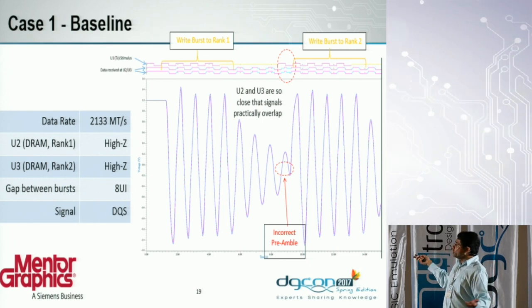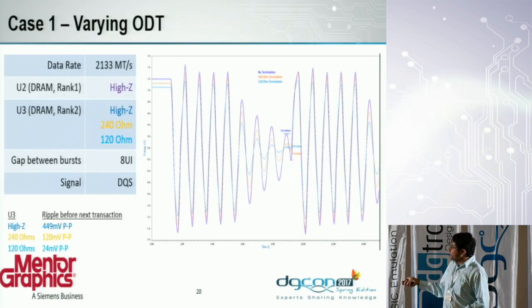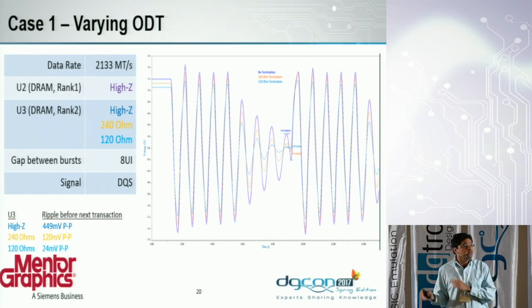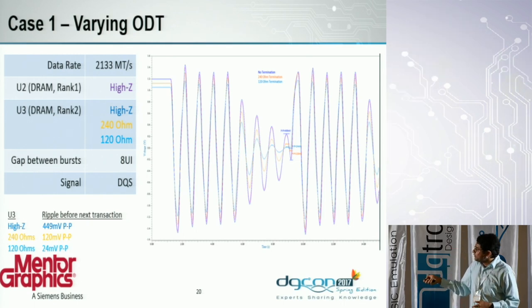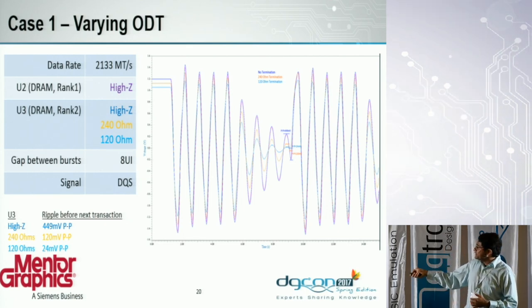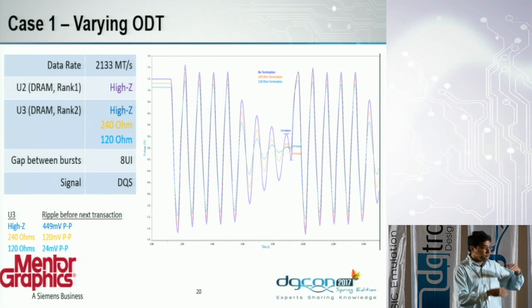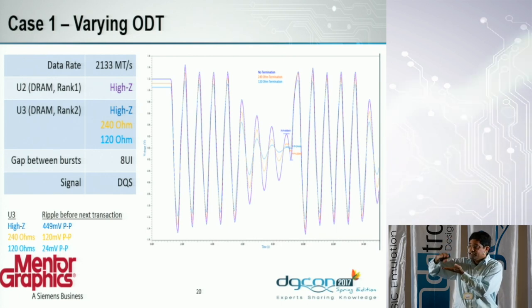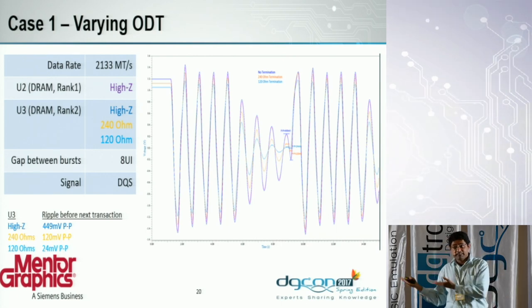So what are the things you could do about this? One thing you could do is see if you have the option of actually terminating one of those two ranks. Maybe you can change it from nothing to 240 ohms to maybe even 120 ohms. As you can see from this ringing here, with nothing, you have 450 millivolts peak to peak. And as you get stronger and stronger termination, it comes down to like 25 millivolts.